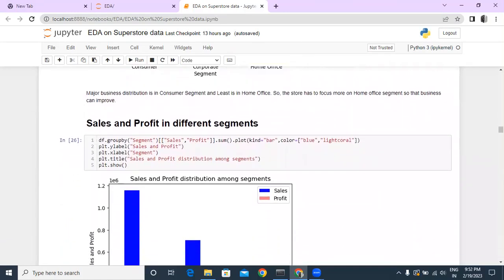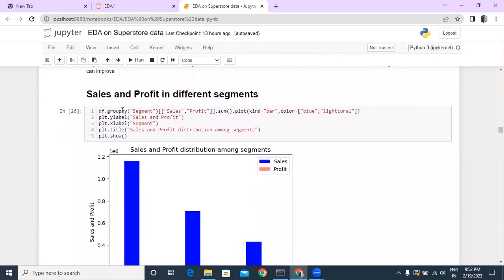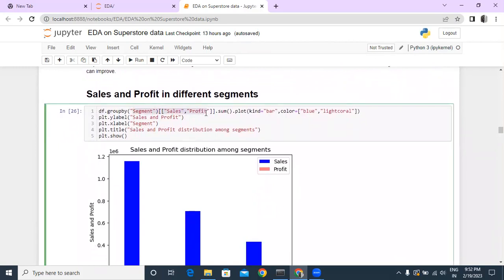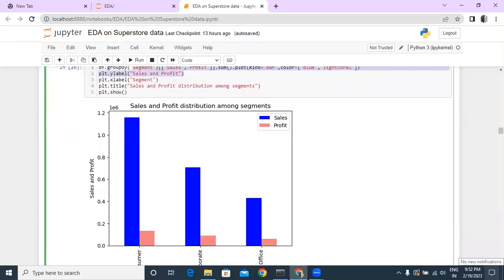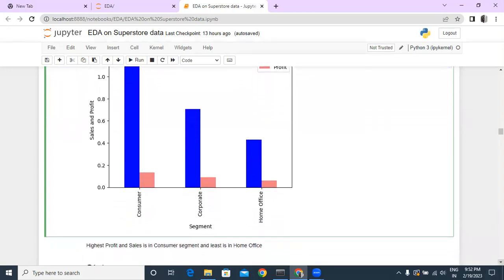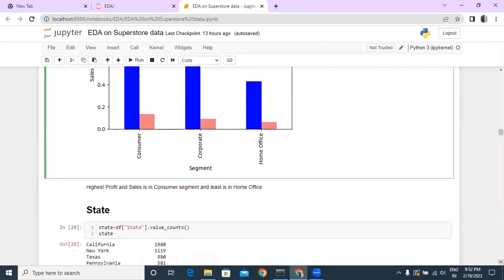So again, we are using the same thing. We will be grouping them by using the group by function, and then we'll plot a bar graph in this case, and it will appear like this. So here also we can observe the same thing. Consumer is giving us the higher profit and sales, and the least profit and sales is in home office.